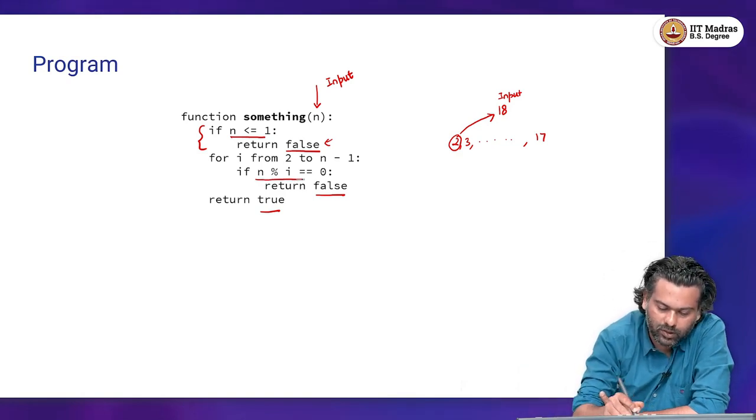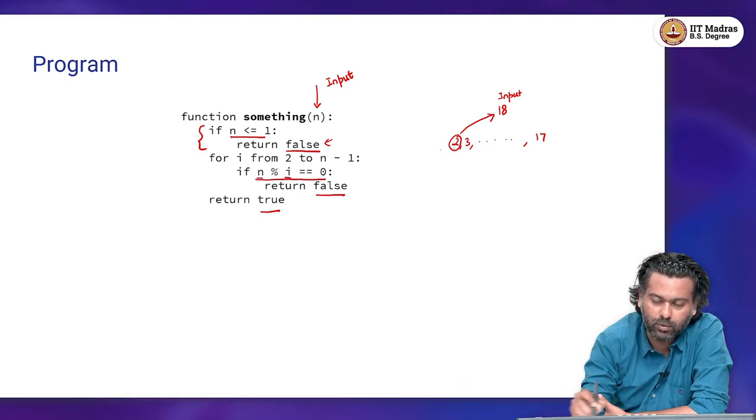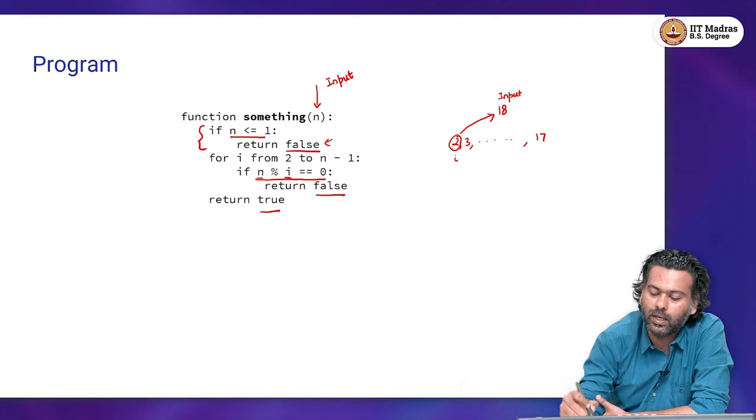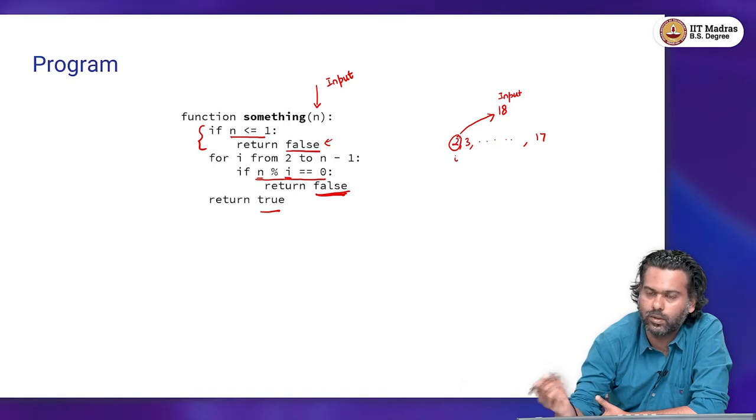So that's what this line is checking. If the remainder of dividing n by this number, which I'm going to call i, and i keeps changing over rounds, is 0, which means that this number divides n, then I'm going to say false. In this case, I'm going to say false because for 18, 2 divides 18.